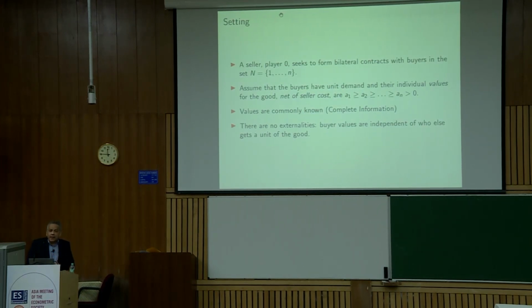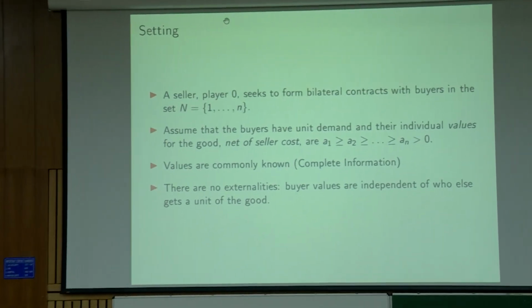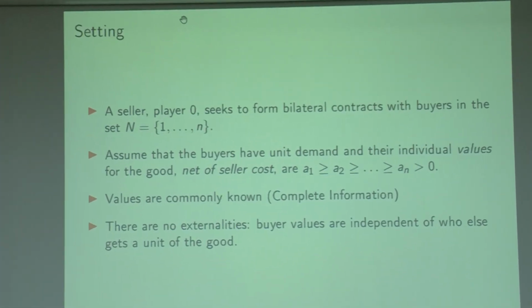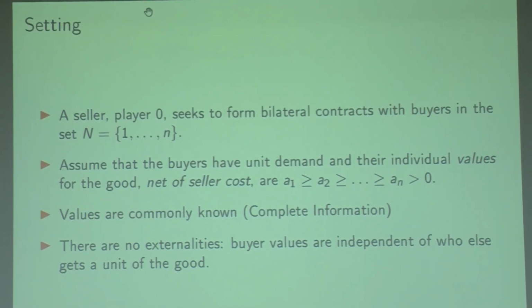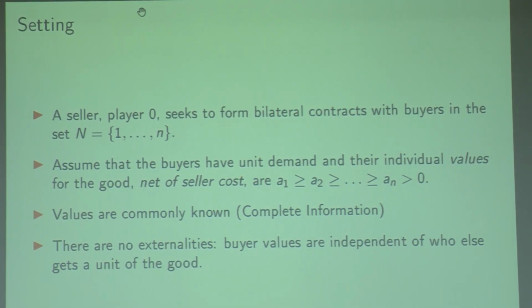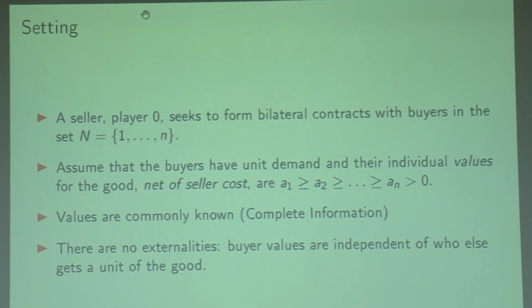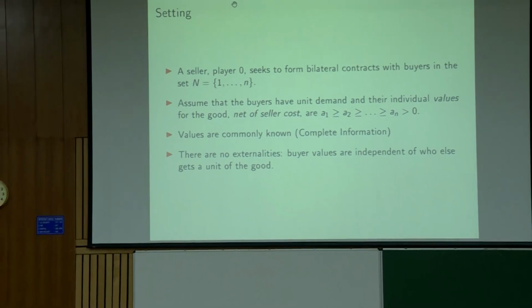Okay, so the setting is really simple. We have a seller who will be indexed as player 0, and that seller is trying to form bilateral contracts with n buyers who are indexed 1 through lowercase n. The buyers have unit demand and they have values for the good, net of seller cost, which are indexed by a_i. The one thing to remember is that valuations are decreasing in the index.